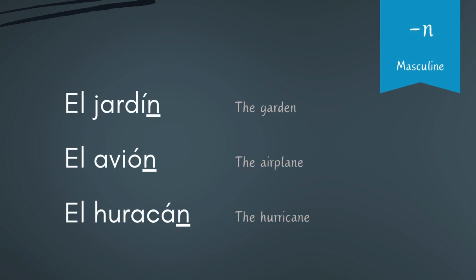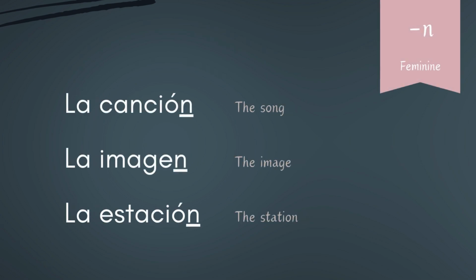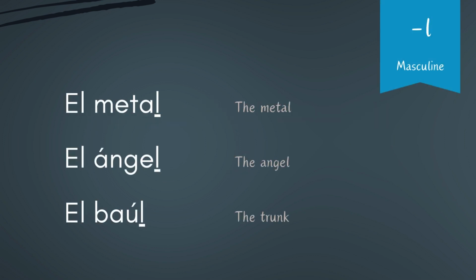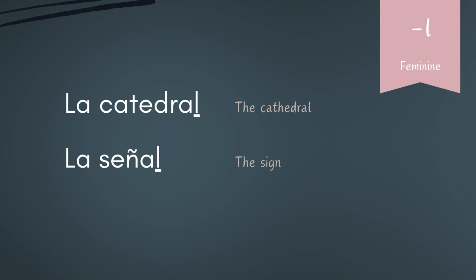Examples of the masculine nouns are el jardín, el avión, el huracán. Examples of the feminine nouns are la canción, la imagen, la estación. Nouns that end in an l tend to be masculine, such as el metal, el ángel, el baúl. But there are exceptions such as la catedral, la señal.